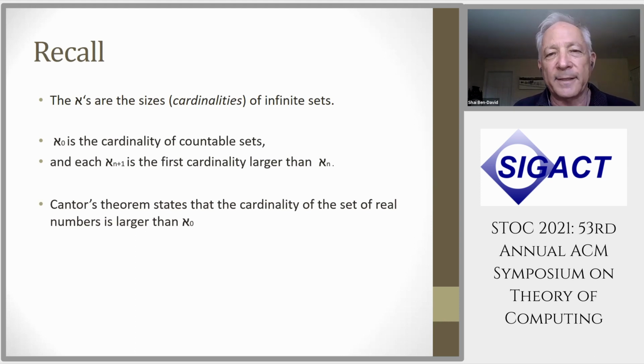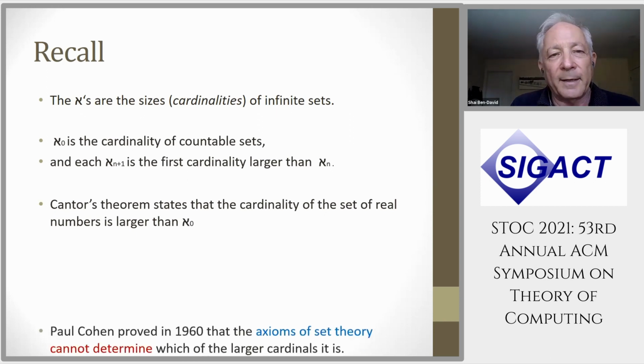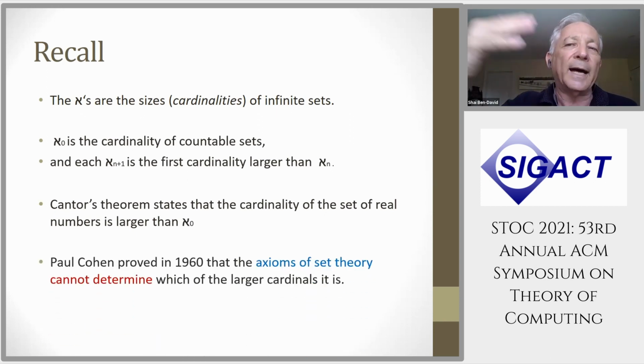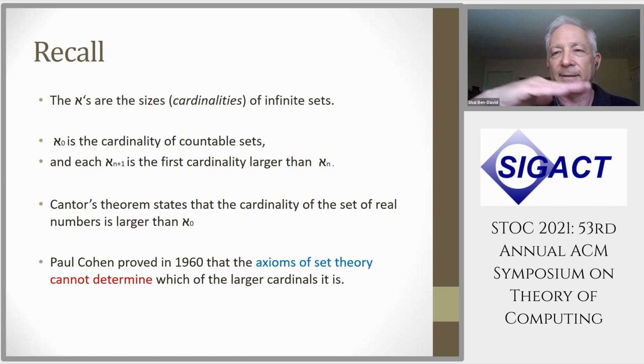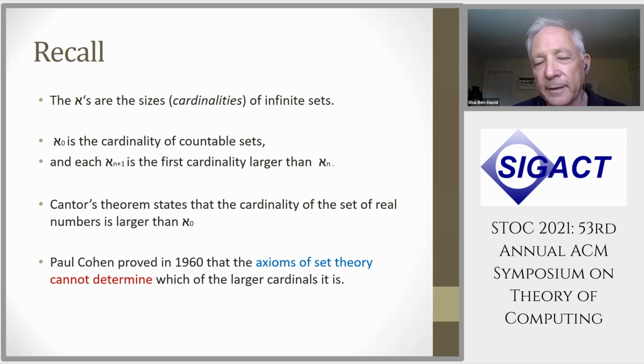And Cantor's theorem states that the cardinality of the set of real numbers is larger than Aleph 0. But it doesn't tell us how far up the ladder of Alephs the real numbers are. Paul Cohen in the 60s proved that the axioms of set theory cannot determine which of the larger cardinals is the cardinality of the real numbers. Is it Aleph 1? Is it Aleph 2? Is it Aleph million? We cannot determine it based on the axioms of set theory.